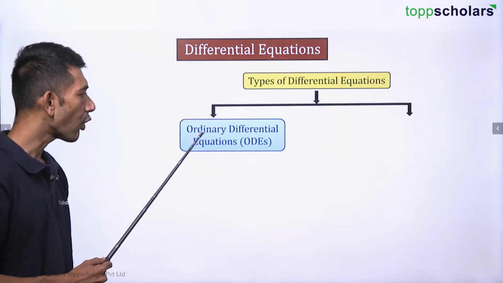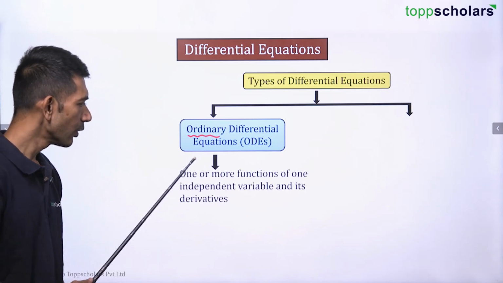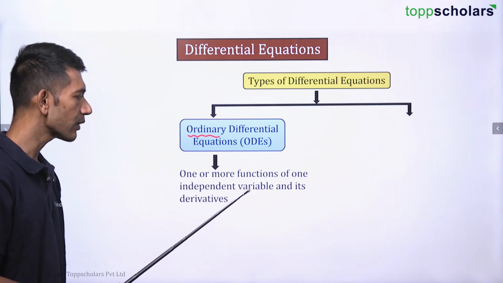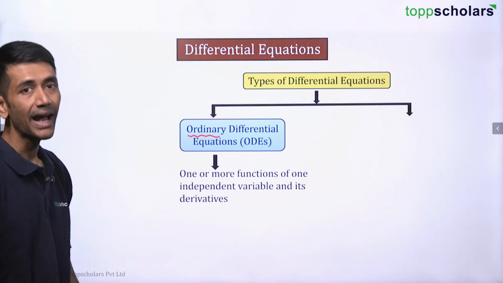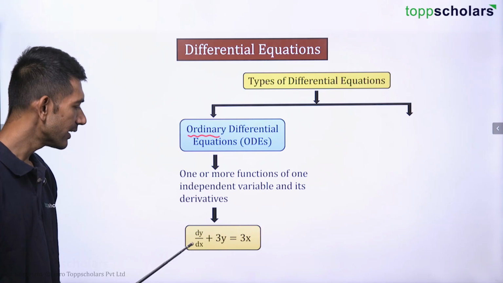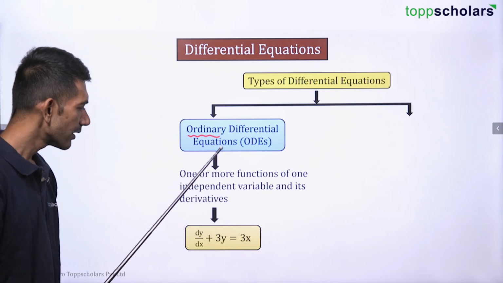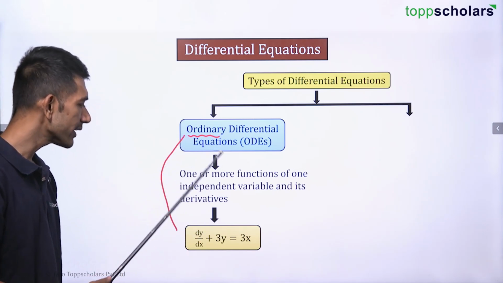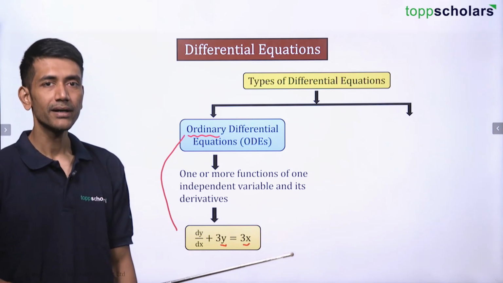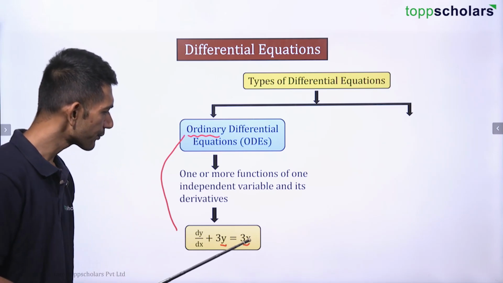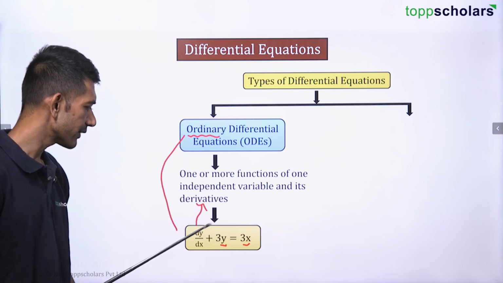Okay, so let's begin with the types of differential equations now. The first type is the ordinary differential equation. So what is an ordinary differential equation? One or more functions of one independent variable and its derivatives. So here we have dy by dx plus 3y is equal to 3x. So this is an ordinary differential equation. Why? Because if you see y and x, we have one dependent and one independent variable here, right? So x is an independent variable, y is a dependent variable, and then we have the derivative here as well.